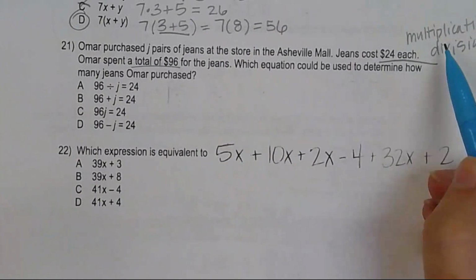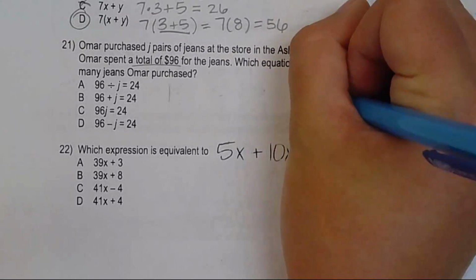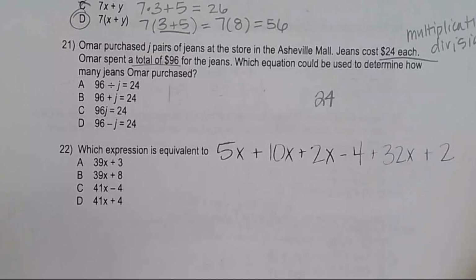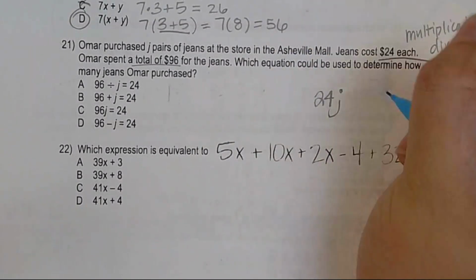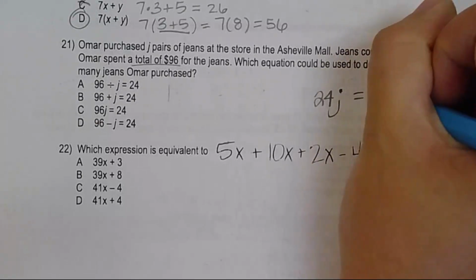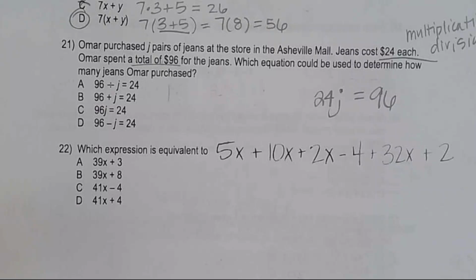Division. Okay, so if I do 24 times each, what is each representing? What letter? What did they say the jeans were? Jeans cost $24 each. 24 times J. Do we know how many jeans we got? No. What did they tell you? What's your jeans? 24 times J. J equals 96. Do you see that? Do you see where they have 24 times J equals 96?